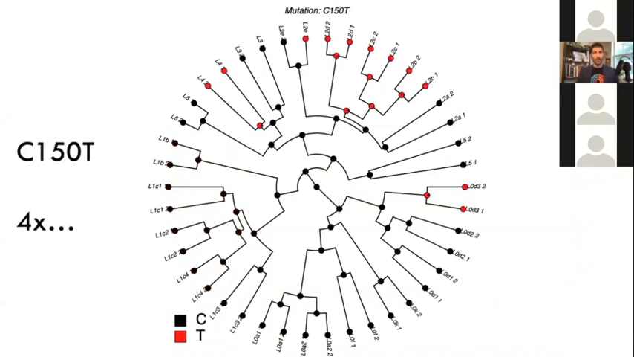We have many recurrent SNPs. And like I said before, some regions of the mitochondrial genome mutate much faster. So 150 is in the D loop. And so we see here 4 independent evolutions of C150T.